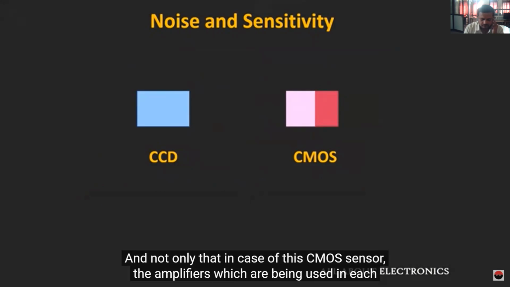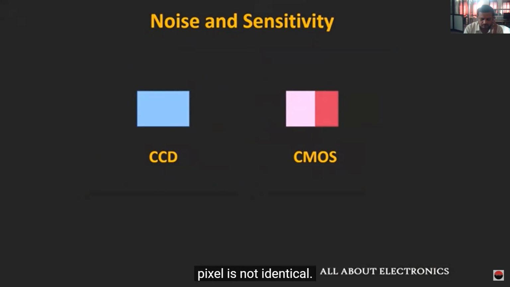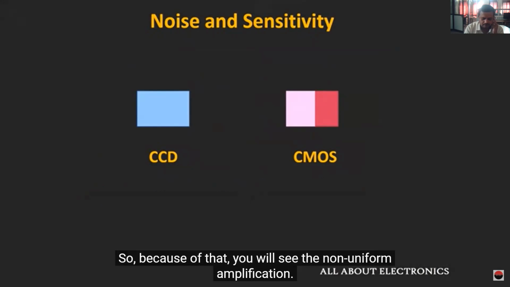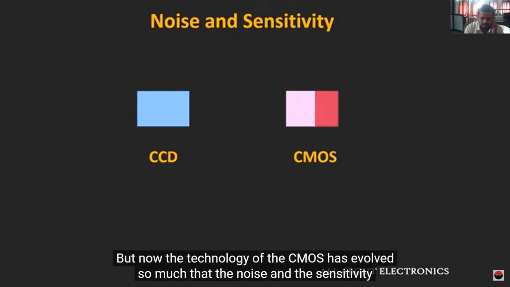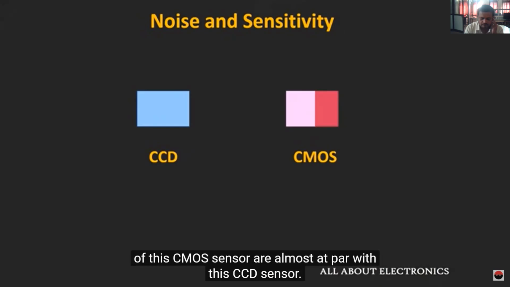And not only that, in case of the CMOS sensor, the amplifiers used in each pixel are not identical. So because of that, you will see non-uniform amplification, and that will act as additional noise. But now the technology of the CMOS sensor has evolved so much that the noise and the sensitivity of the CMOS sensor is almost at par with the CCD sensors.